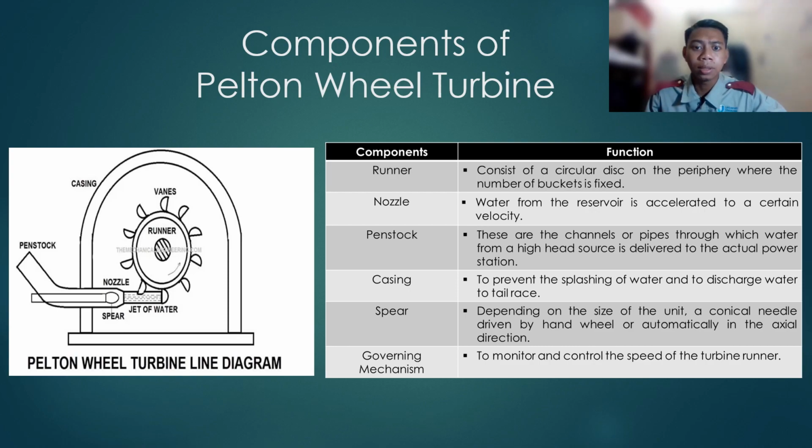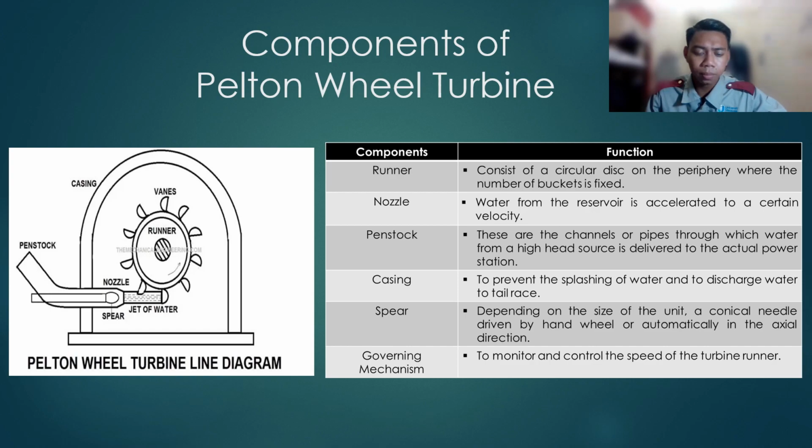First, the runner consists of a circular disk with a periphery where a number of buckets are fixed. Second, the nozzle. The function of the nozzle is that water from the reservoir is accelerated to a certain velocity. And the penstock is the channel or pipe through which water from a high head source is delivered to the actual power station.